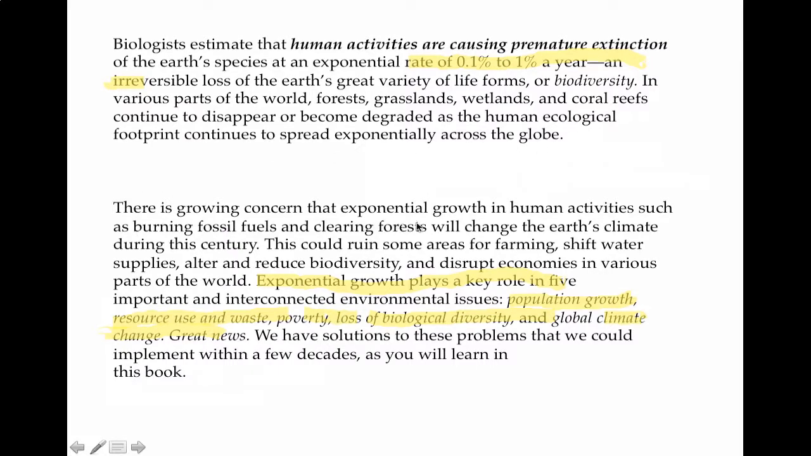There is a growing concern that exponential growth in human activities, such as burning fossil fuels and clearing forests, will change the Earth's climate during the century. This could ruin some areas for farming, shift water supplies, alter and reduce biodiversity, and disrupt economies in various parts of the world. Exponential growth plays a key role in 5 important and interconnected environmental issues: population growth, resource use and waste, poverty, loss of biological diversity, and global climate change. Great news, we have solutions to these problems that we could implement within a few decades, as you will learn in this book.